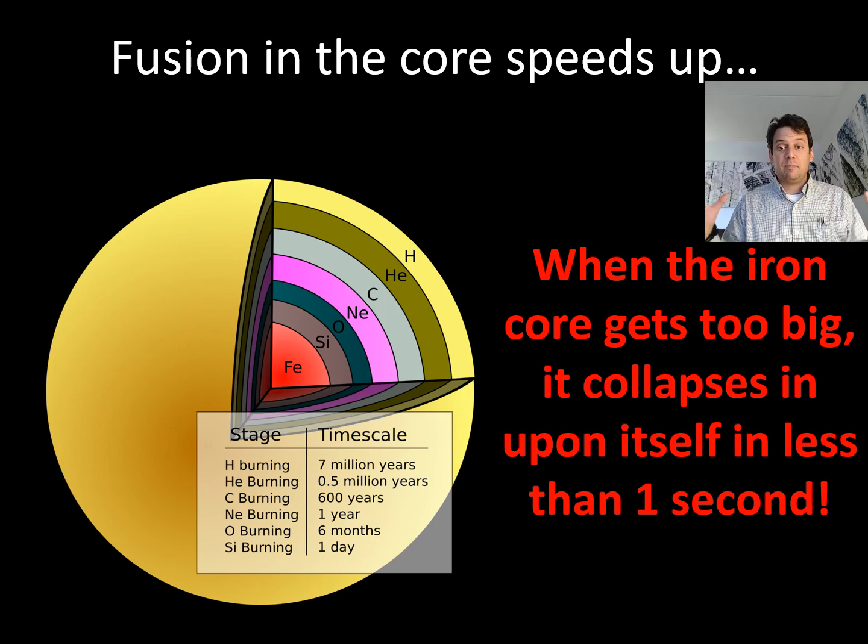And the pinnacle of this process is that when the iron core becomes too massive, if you get too much iron there, gravity takes over, it wins against the degeneracy pressure, and the core collapses, and it can collapse in less than a second. So we're really on very short time scales now.